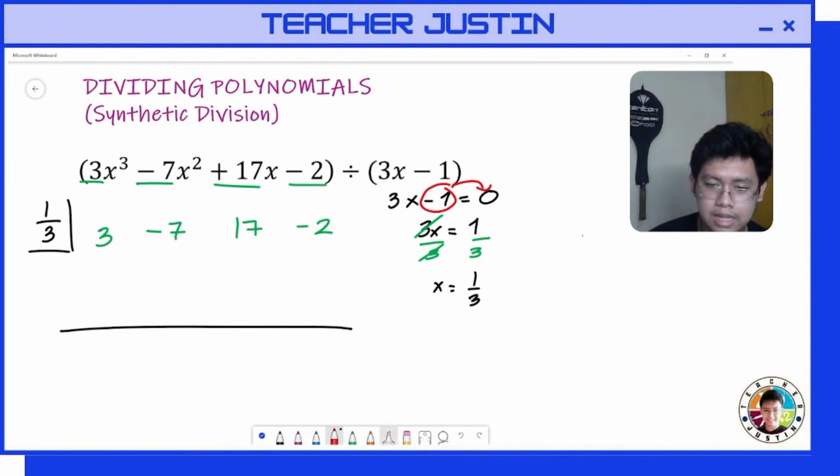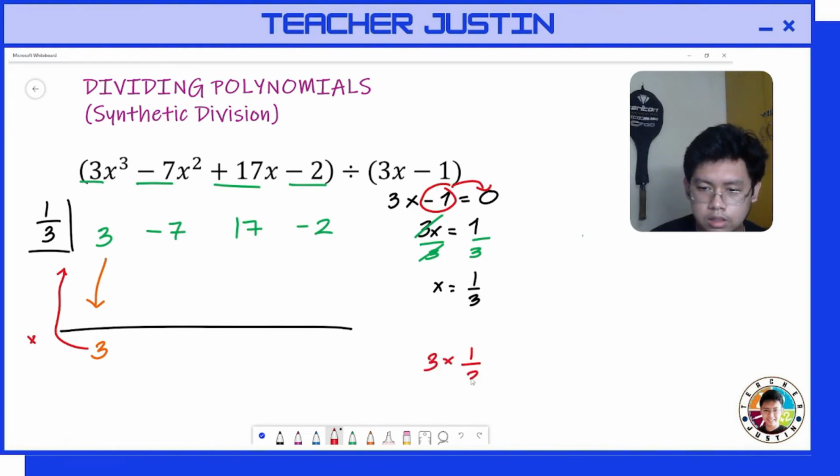Let's bring down positive 3, our leading term, and we will multiply 3 to our divisor. So 3 times 1/3, cancel, we will have 1. So that is equal to positive 1. Then let's add negative 7 and 1. Negative 7 plus 1, that is negative 6.